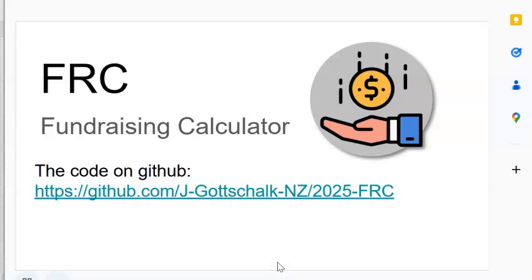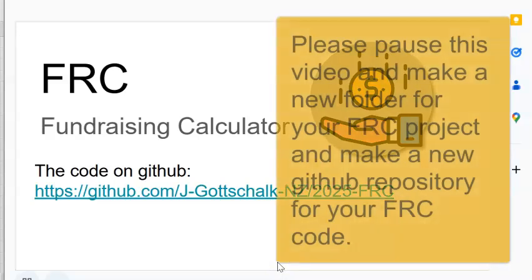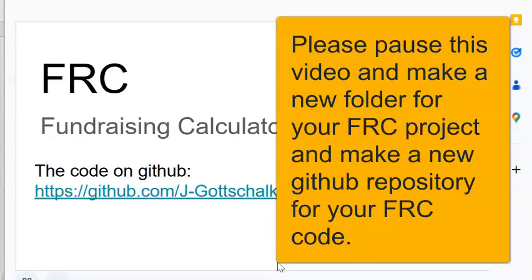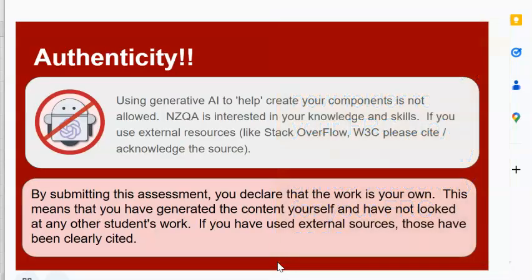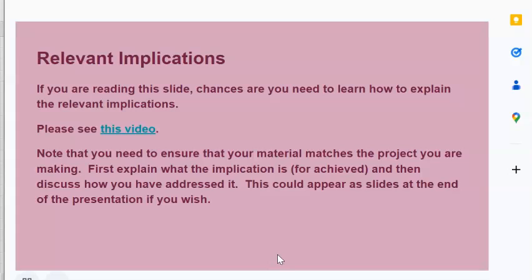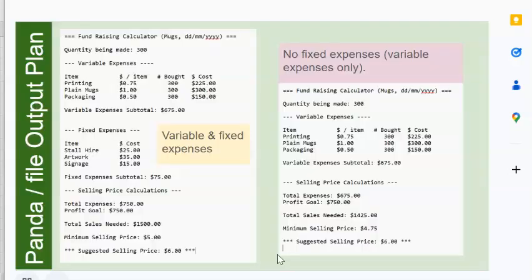If it was an assessment, you'd have a cover slide where you have a link to your GitHub repository, and you'd also need to tell me which file to mark. A reminder that we're not using generative AI at all in this process so that we can easily recycle content without worrying about authenticity. If this was an assessment, you'd also need to pop in your relevant implication slides at the start of your slideshow so that I can tick that box when I mark your assessment.